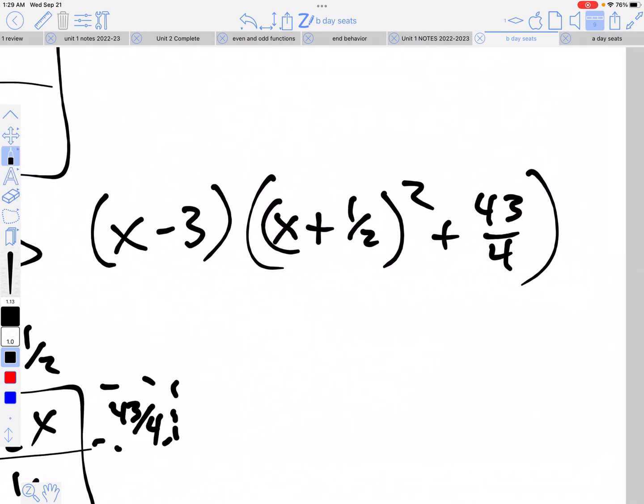Alright, so far those are my factors. They multiply to create the original polynomial. I'm going to take this one though and set it equal to 0.